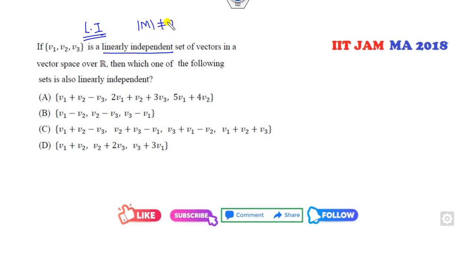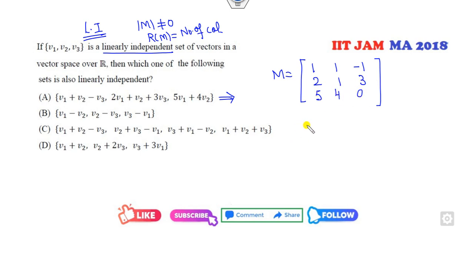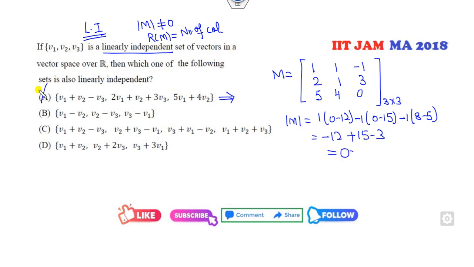So what is the tip I have given you? If the determinant is non-zero, the rank of M is the number of column vectors. So in the first case, what is my M? V1, V2, V3, it is 3 cross 3. So you can find the rank, or otherwise the determinant. So minus 12 plus 15 minus 3, which is 0. So it is not linearly independent.